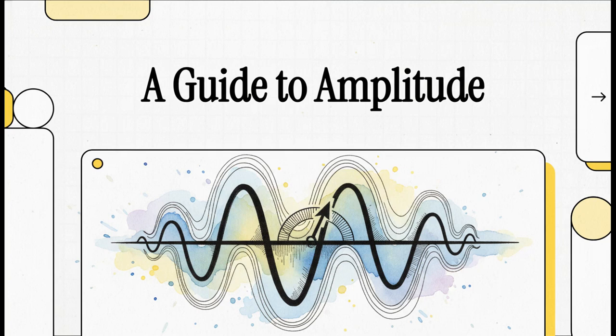All right, let's dive right in. Today, we're talking about a key concept in trigonometry, amplitude. You can think of it like the volume knob for a wave. It's what controls its height. And trust me, by the end of this, you're going to have this concept down cold.